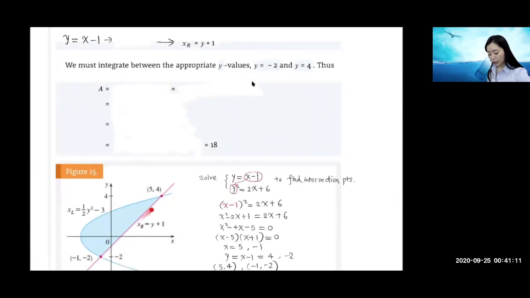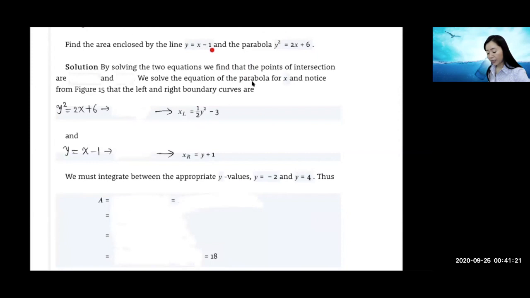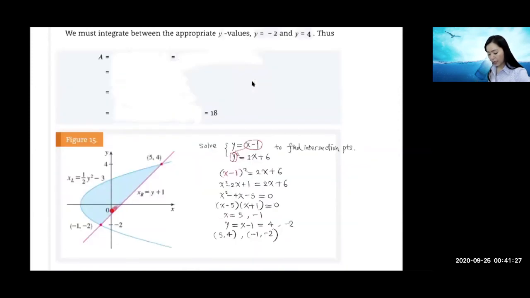Now those are the two intersection points. The line right here is y equal to x minus 1. It is this line right here with the y-intercept equal to -1 and the slope equal to +1. So this is y equal to x minus 1. y squared equal to 2x plus 6 is a parabola open to the right, and it will be like this. It intersects this line right here at this point and this point. So it will be like that.